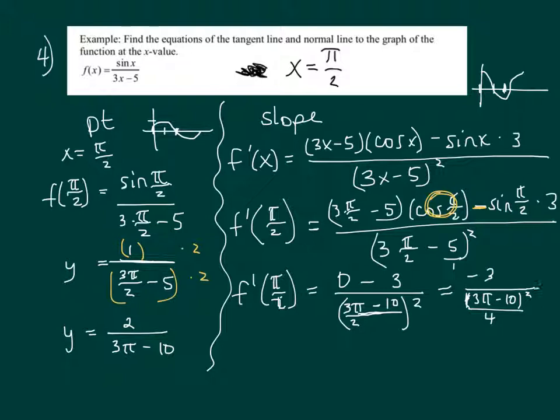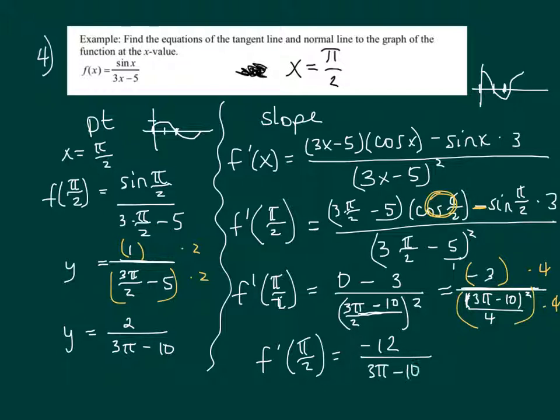Now, if I have this fraction in the denominator and I want to get rid of it, I multiply the top and bottom by 4. So what does that do for us? Well, now finally we get f prime of π over 2 equals negative 12 over, when we multiply this fraction in the denominator times its denominator, just the (3π minus 10) squared, which we're going to leave as is. So there's our slope.